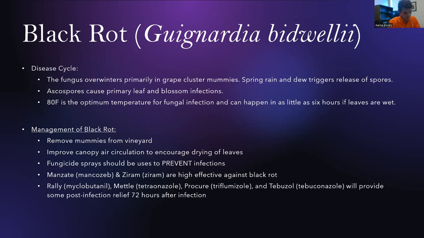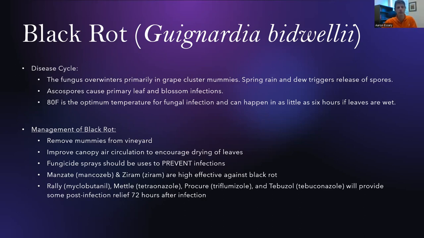Management for black rot: again, remove mummies from your vineyard. I need to take that advice myself, because I did see some mummies in the vineyard the other day when I was out there. Always good to remove those. Improve canopy airflow. Of course, we always talk about your canopy during the growing season. And that's a reason. The more airflow you have through your vineyard, the better it can dry the leaves, and there's less humidity. Because as you know, especially if you grow grapes, the inside of the canopy is a microclimate. It could be very humid, and it's really good for disease infections.